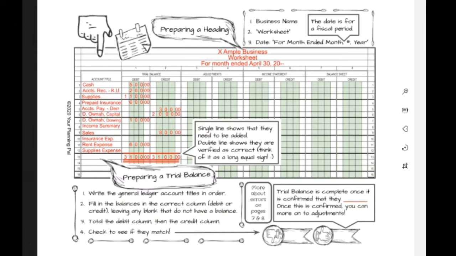Over here on the bottom right, it tells us that there's more about errors on page 7 and 8. Trial balance is complete once it is confirmed that they match. Once this is confirmed, you can move on. That should say move on. You can move on to adjustments. If it doesn't match, that means there's a mistake, and that means you need to go back and find what the mistake is. If it does match, yay, that means that you can move on.